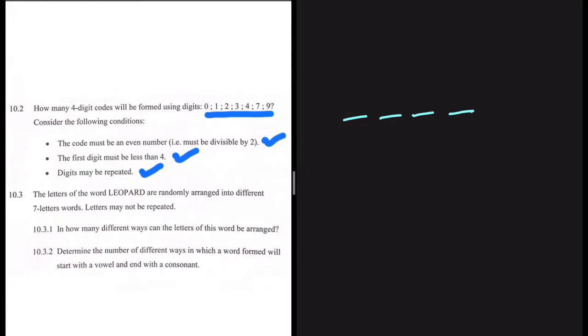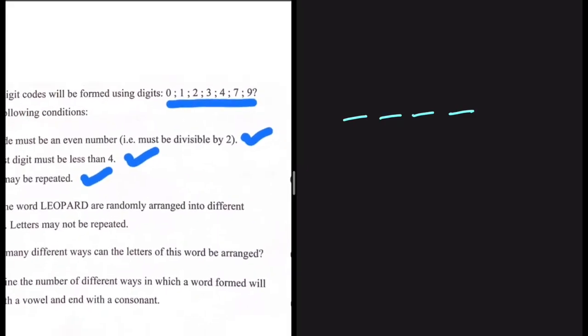The code must be an even number. So on the last position, we need an even number. If the number on the last position is even, then the code itself is even. So how many even numbers do we have here? We have 0, 2, and 4. So only 0, 2, and 4 can occupy that last spot.